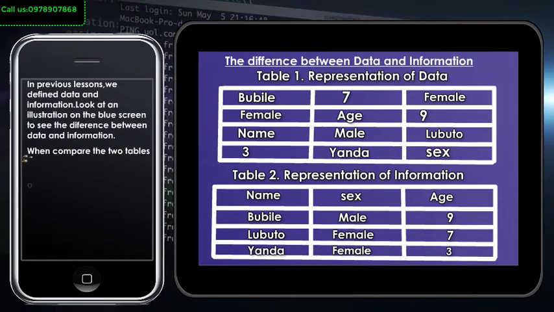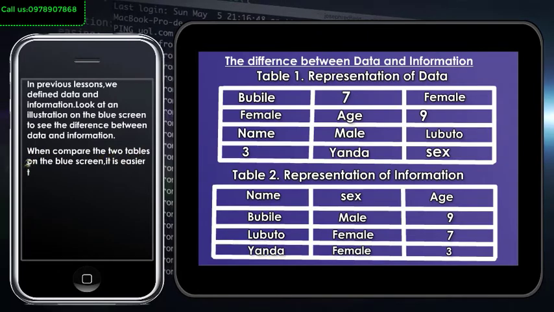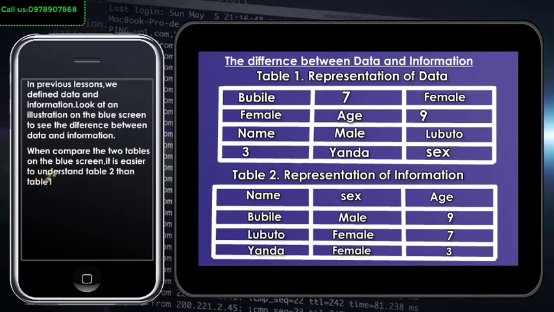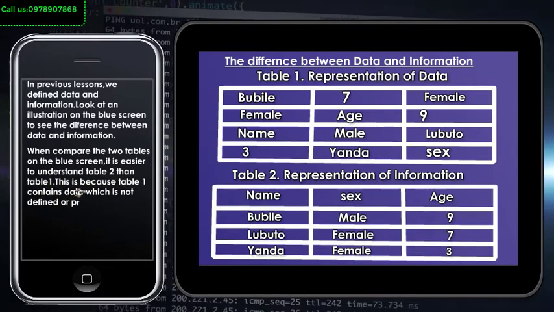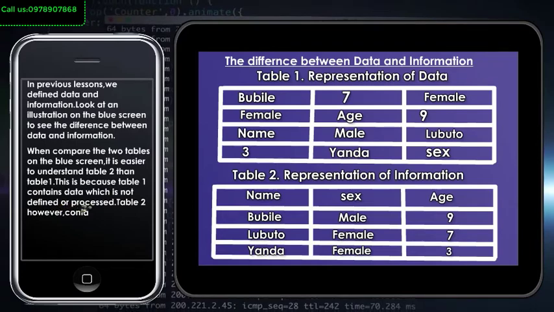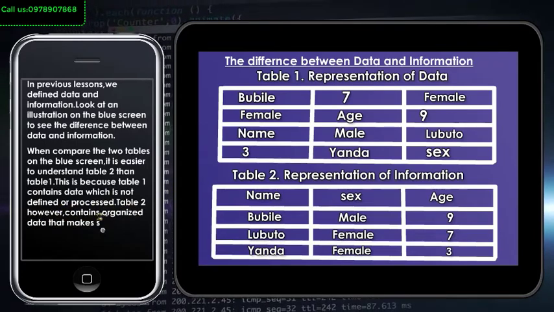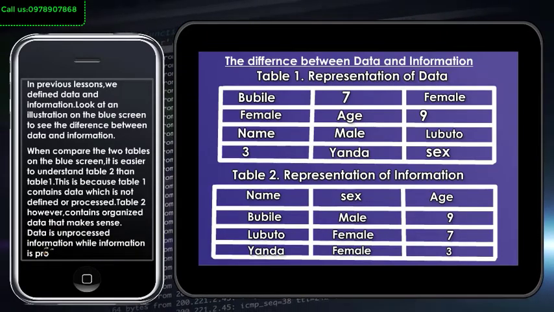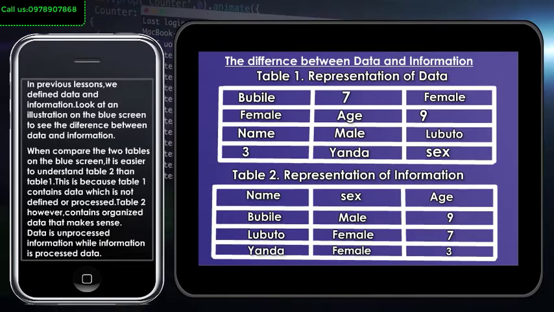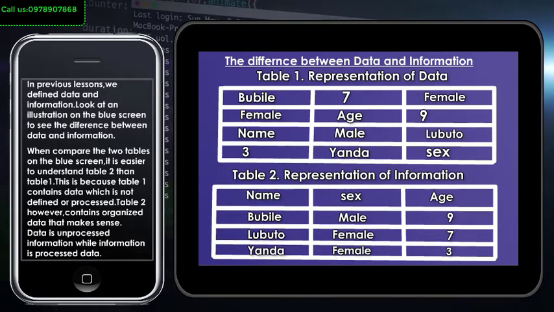When you compare the 2 tables on the blue screen, it is easier to understand Table 2 than Table 1. This is because Table 1 contains data which is not defined or processed. Table 2, however, contains organized data that makes sense. Data is unprocessed information, while information is processed data. We can also conclude that information is ordered and presented in a more meaningful way than data.